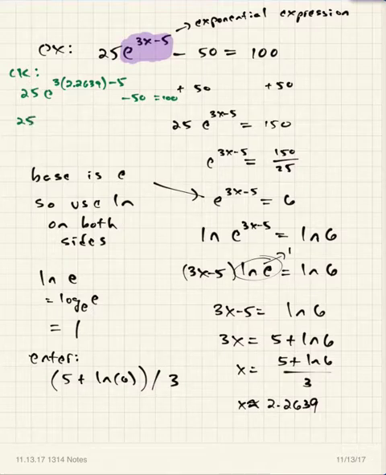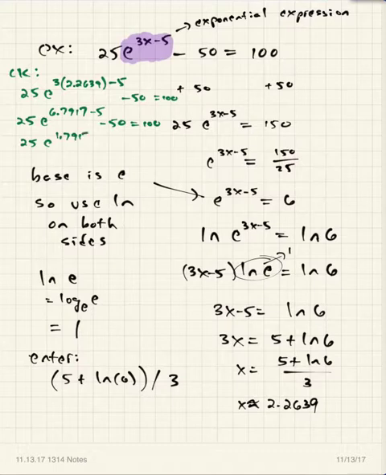You're not, by the way, when you're checking, you're not adding things to both sides of the equation. You can't do that when you're checking. All you're doing is all the arithmetic on each side of the equation. And so I get 6.7917 minus 5, like that, and then minus 50. And we want to see if this is equal to or close to 100. I've got to finish the exponent out, so I subtract 5 there, and so I have 25 times e to the 1.7917 power minus 50 equals 100.